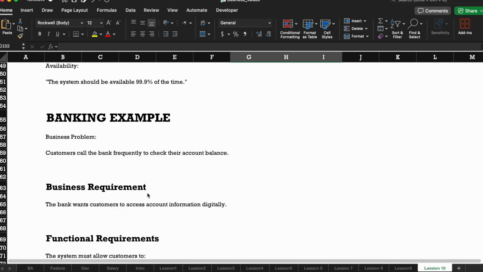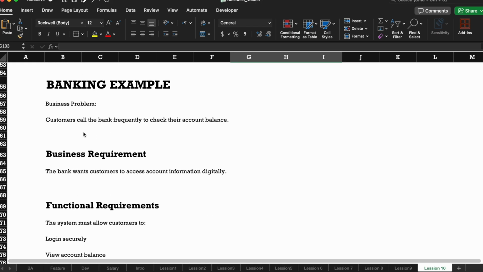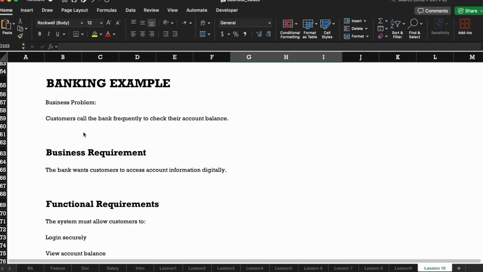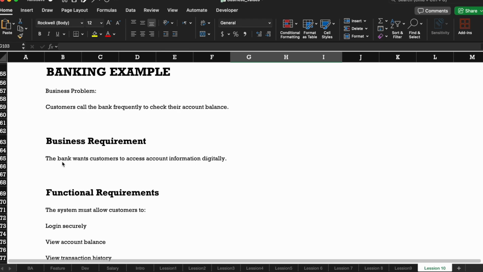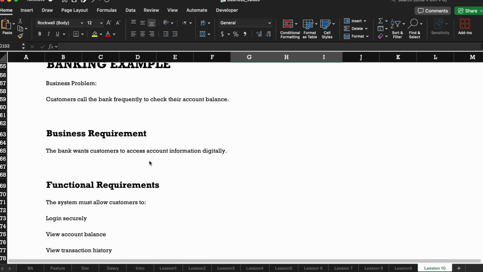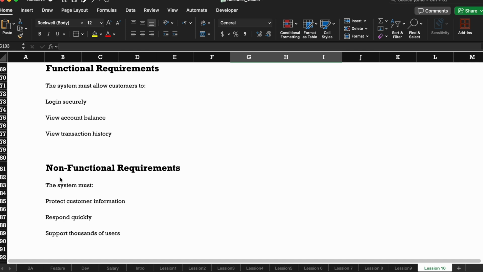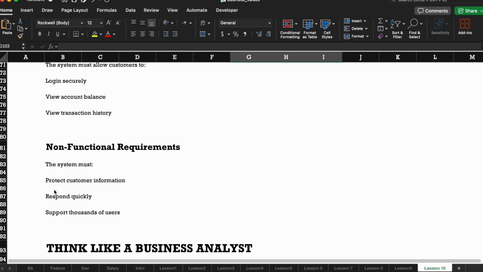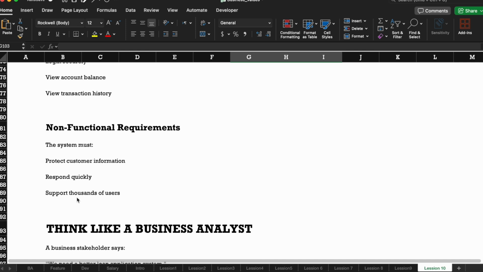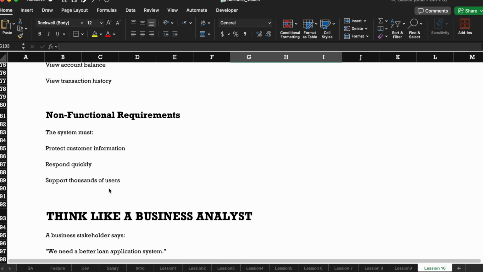Okay, so a banking example. The business problem: customers call the bank frequently to check their account balance. So this is the scenario. What is the business requirement here? The bank wants customers to access account information digitally. That's a business requirement. Functional requirements: the system must allow customers to log in securely, view account balance, view transaction history. Non-functional requirements: the system must protect customer information, respond quickly, support thousands of users, scalability.